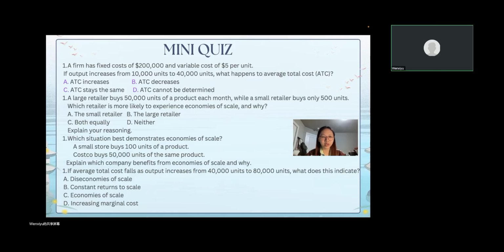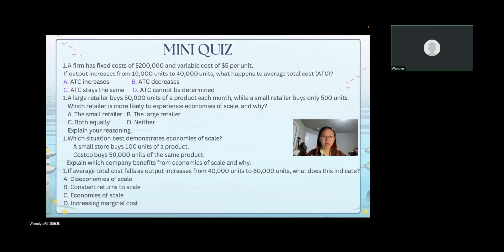I will read each question, and take a moment to think about your answer before we reveal the solutions. Question 1. A firm has a fixed cost of $200,000 and a variable cost of $5 per unit. If output increases from 10,000 units to 40,000 units, what happens to average total cost? Does it increase, decrease, stay the same, or cannot be determined? Take a moment to think about it.